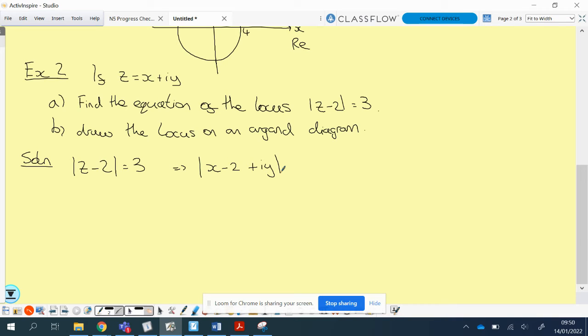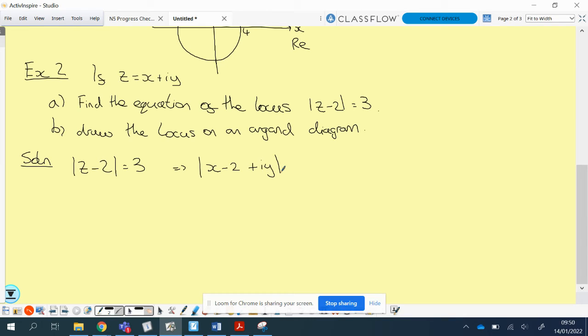So we know z is x plus iy, but the reason why I put the negative 2 closer to the x is because negative 2 is a real number, and so is the x. The x is the real part of the complex number. Therefore, it's going to affect the x, it wouldn't affect the iy part.